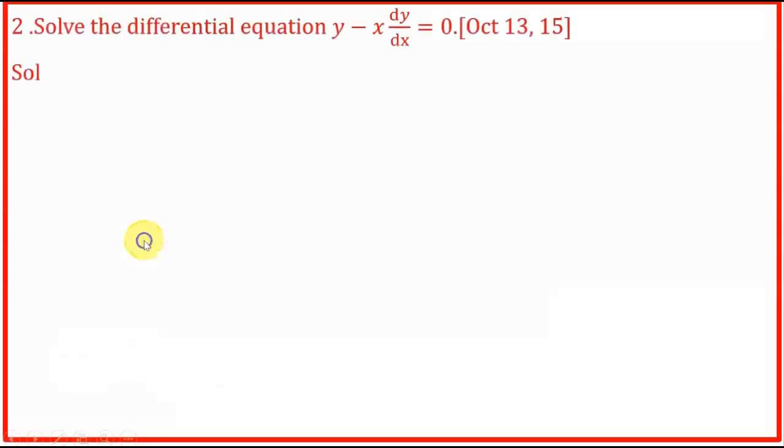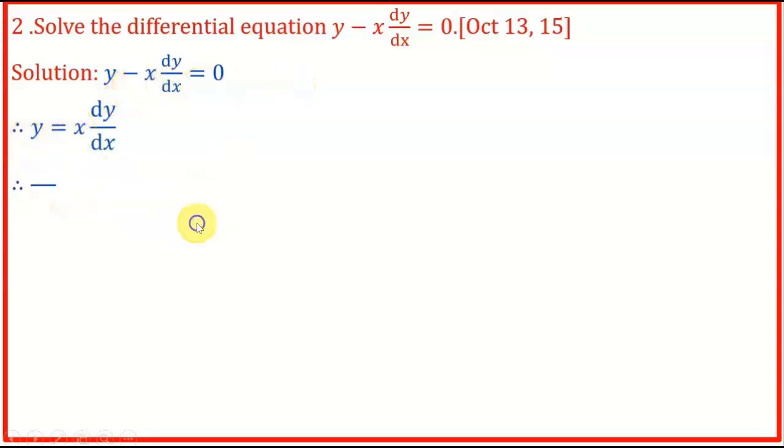Now, second example. Solve the differential equation y minus x into dy by dx is equal to 0. Okay. Now, see this here. Shift this term to the right hand side. y is equal to x into dy by dx. Therefore, again apply the variable separable. Take dx to the left hand side and take this y to the denominator of dy and shift this x to the left hand side. Then you will get here dx upon x is equal to dy upon y.